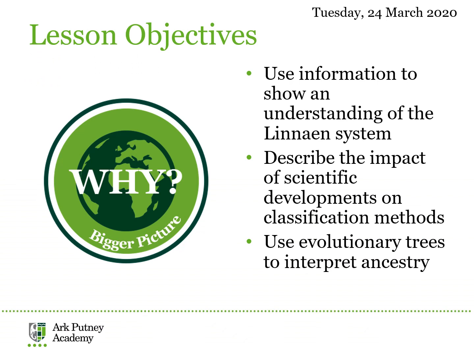The new topic for today is the classification of living organisms. In particular, we're going to look at how Carl Linnaeus used information to understand the Linnaeus system. We'll then look at the impact of scientific developments on the classification methods, and we'll finally look at evolutionary trees to interpret ancestry. Ancestry effectively is where do organisms come from? Where have they evolved from? Do they share a common ancestor? And when and where was that common ancestor around?